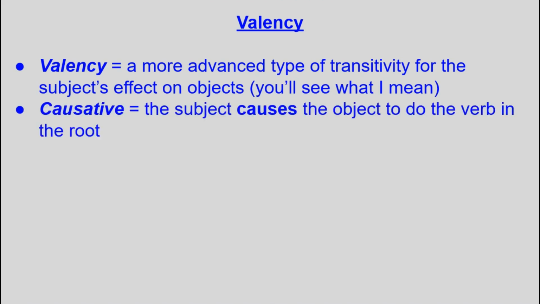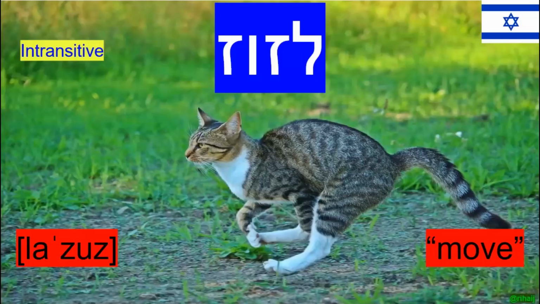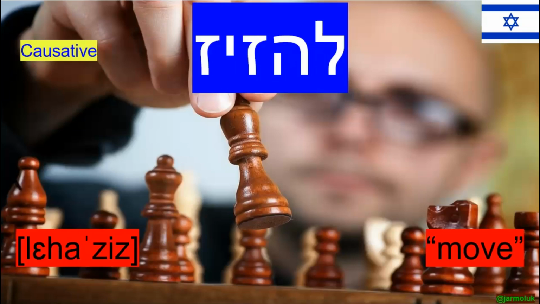First is causative, which is where you alter a verb root to make it so that the subject is causing the object to do the verb. Hebrew, for example, has a verb class dedicated to the causative, so like lazuz means move yourself, while leaziz means move something else, or make it move because it's causative.